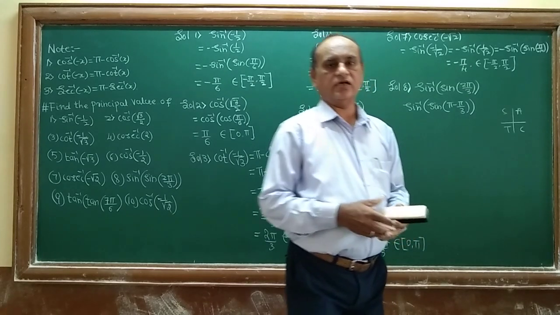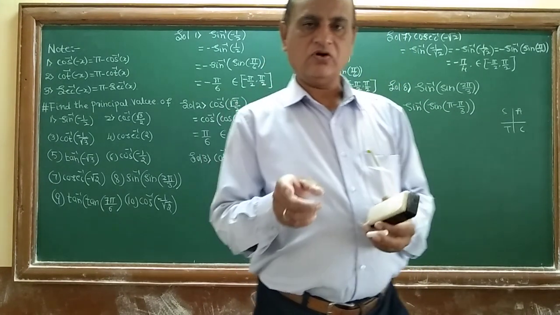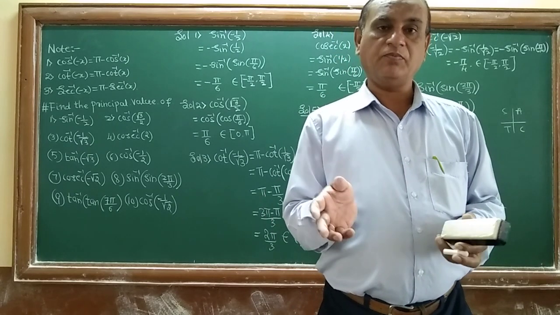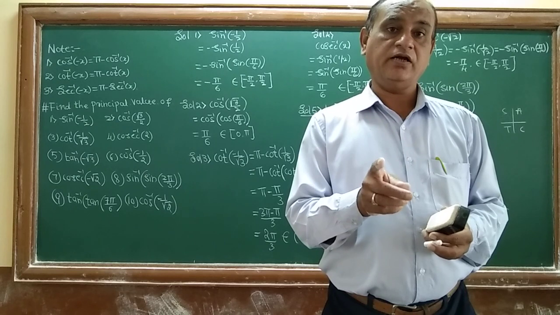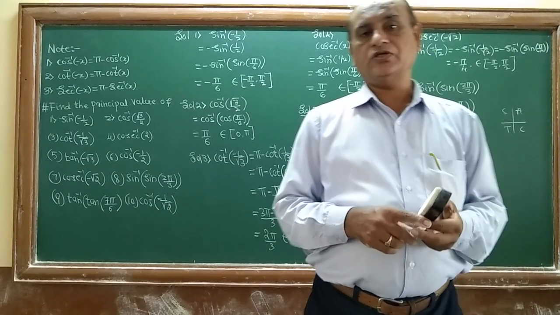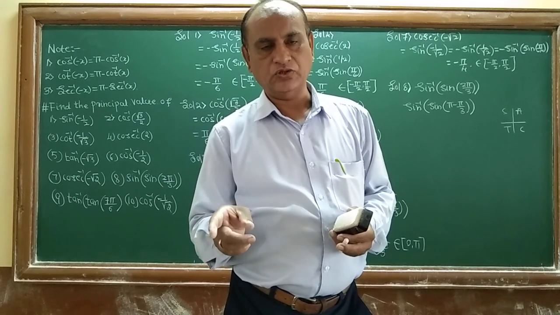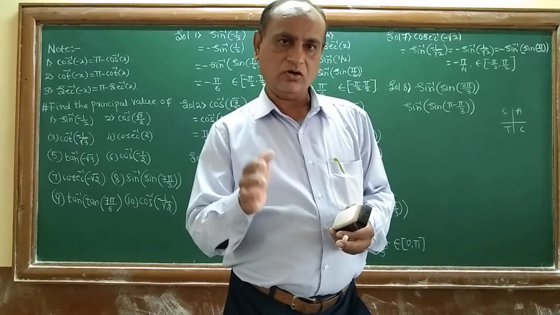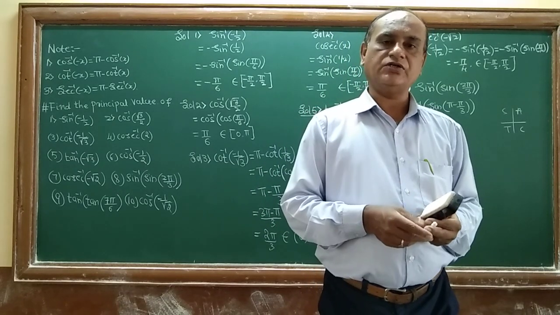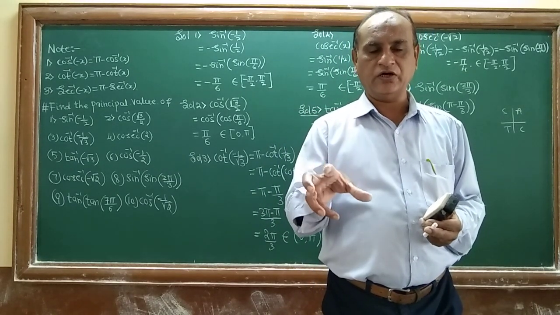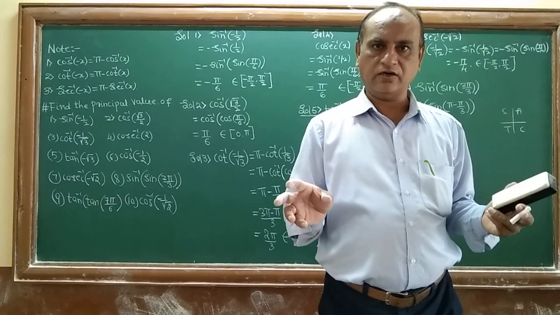Second quadrant ದಲ್ಲಿ sin ಏನಿರ್ತದೆ, almost that is positive. First quadrant 0 to 90, all are positive. Second quadrant, 90 to 180, sin and 1 by sin, that is cosec, are positive. Third quadrant, 180 to 270, tan and cot are positive. Then 270 to 360 degrees is the fourth quadrant. Fourth quadrant ದಲ್ಲಿ cos and 1 by cos, that is sec, are positive.